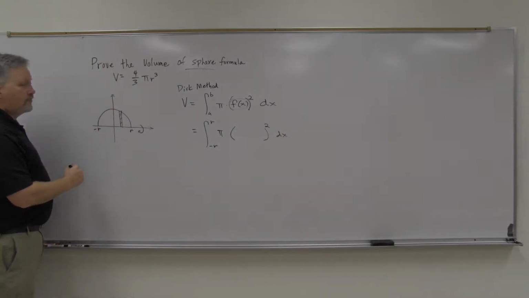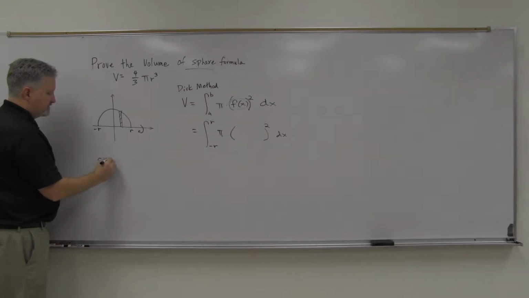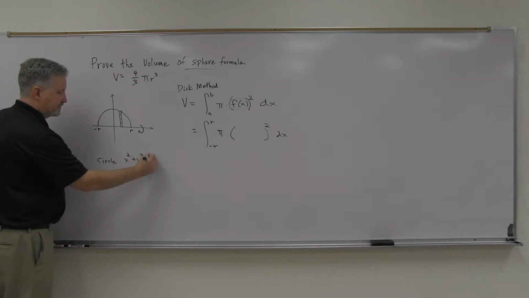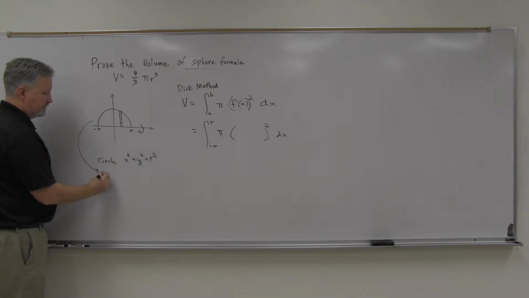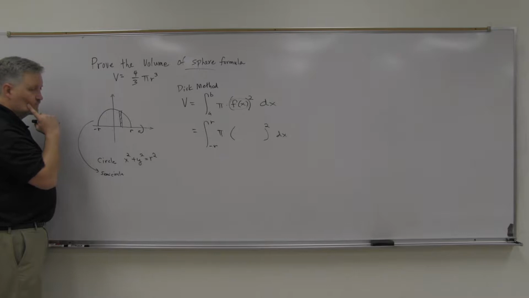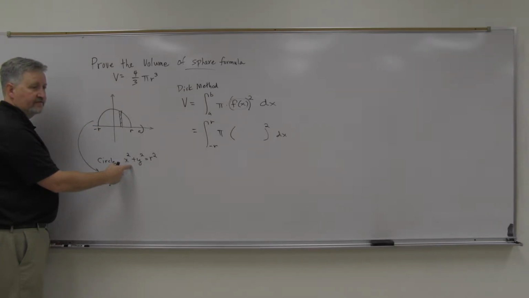Now the other thing, let's figure out our function here that I square. I know the equation of a circle with center 0, 0 and radius r is x squared plus y squared equals r squared. And so this semicircle here, the top half of the circle, what I need is a y equals equation. So to get the semicircle, I'm just going to solve this for y.